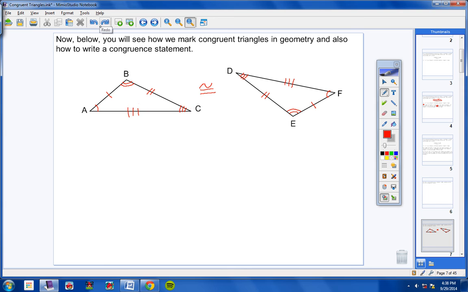So what I'm trying to show you, students, is all 3 angles in this triangle and all 3 sides in this triangle are congruent to these 3 angles over here and these 3 sides over here, okay? You need to see that. Thus, because of that, these 2 triangles are congruent, okay?